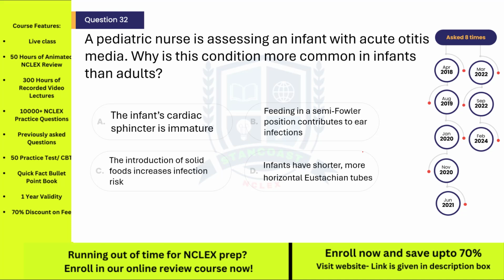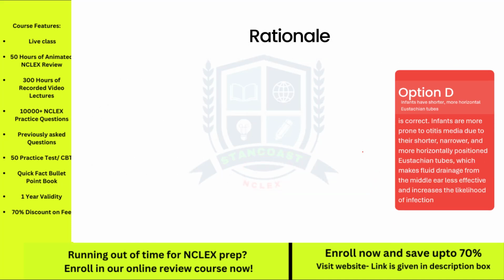The correct answer is D. Infants have shorter, more horizontal eustachian tubes. D is correct. Infants are more prone to otitis media due to their shorter, narrower, and more horizontally positioned eustachian tubes, which makes fluid drainage from the middle ear less effective and increases the likelihood of infection.